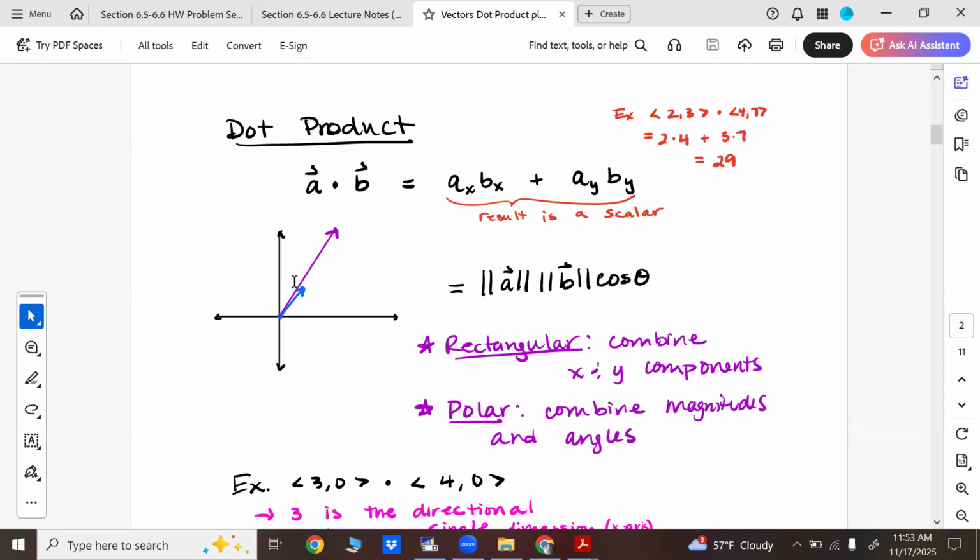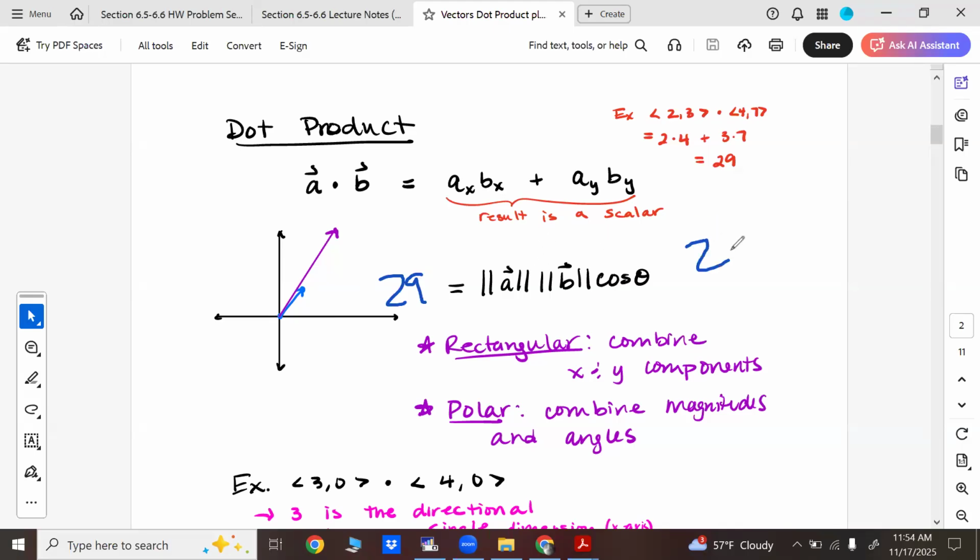You take the magnitude of A times the magnitude of B times the cosine of the angle between the two vectors, because the vectors may not be in the same direction. So we have the blue and the purple, and there's a little angle between them. Obviously it's not that much different. Actually, (4, 7) I think is purple and (2, 3) is the blue. You can actually find the angle between the two vectors using the dot product. So 29 is going to equal that.